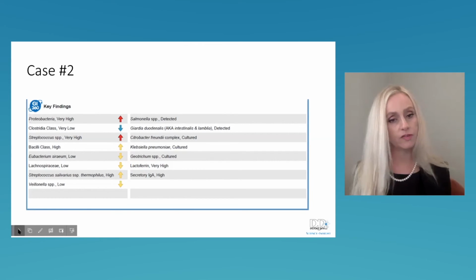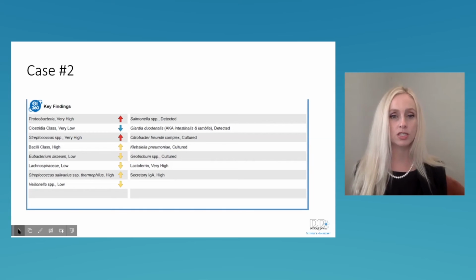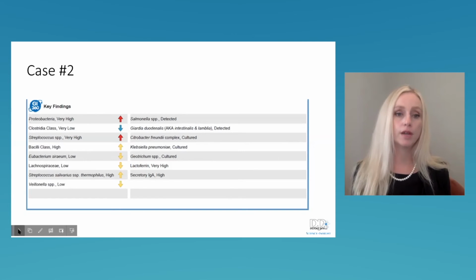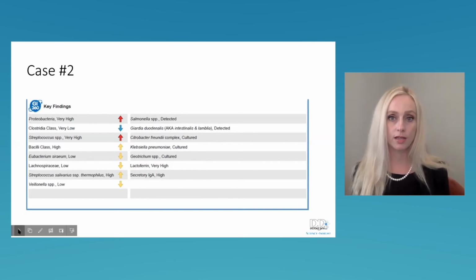The next piece of information we have is the Streptococcus species is very high. That is potentially associated with inflammation. Streptococcus species are ubiquitous within human physiology, but again, it's that abundance issue. It's that when it's too high, right? So when it's too high, we're taken out of balance, it is skewed abundance and diversity. So that's what we're looking at here.